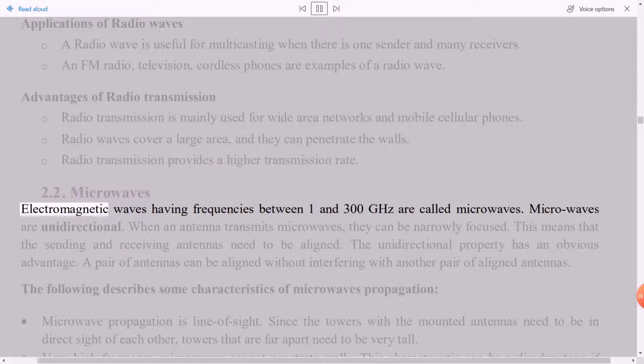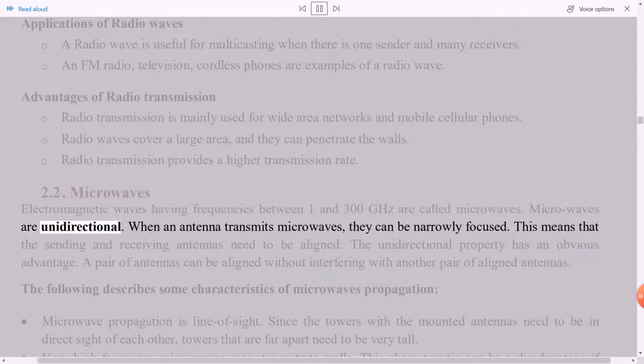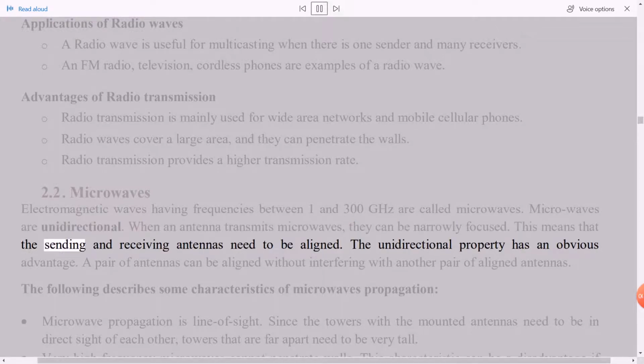2.2. Microwaves. Electromagnetic waves having frequencies between 1 and 300 GHz are called microwaves. Microwaves are unidirectional. When an antenna transmits microwaves, they can be narrowly focused. This means that the sending and receiving antennas need to be aligned. The unidirectional property has an obvious advantage.